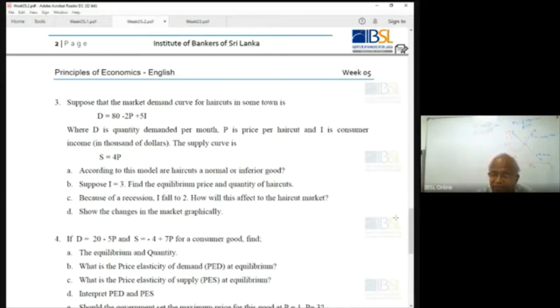Why? I equals 3. You fix the income, then substitute the 3 into the demand function. 3 times 5 is 15, 80 plus 15 is 95. The new demand curve is 95 minus 2P, and the supply curve is 4P. Then you can calculate the equilibrium price and quantity of haircuts. Understand? Okay, let's go to the board.